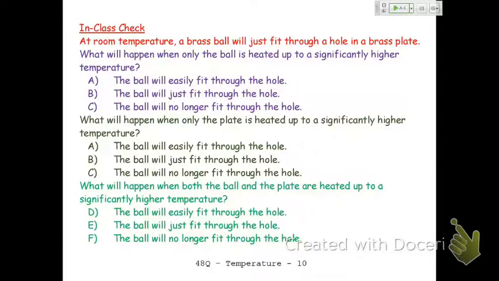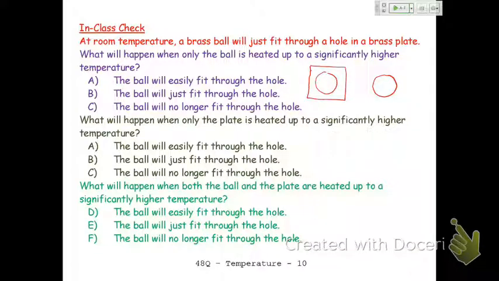We've got a couple of things, first of all, to talk about. At room temperature, a brass ball will just fit through a hole in a brass plate. So here's a brass plate, and there's a hole in it. And then I take a brass ball, and this brass ball just fits through it. What will happen when only the ball is heated up to a significantly higher temperature? I'm only going to heat up the ball, and brass behaves normally, the way most things behave.